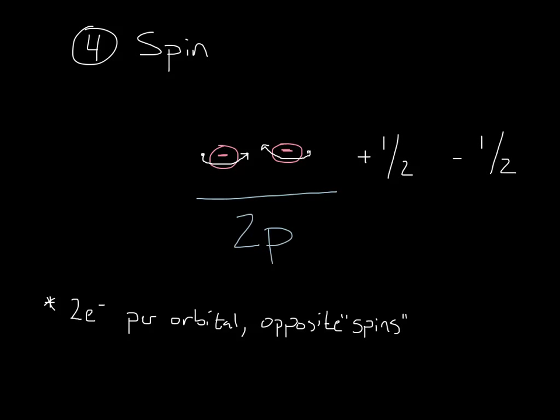So you might need to watch this video a couple times, ask some questions in class. We're going to practice with this. We're going to learn a couple different ways to notate this, so to talk about exactly where electrons are in a particular atom, in a particular element.